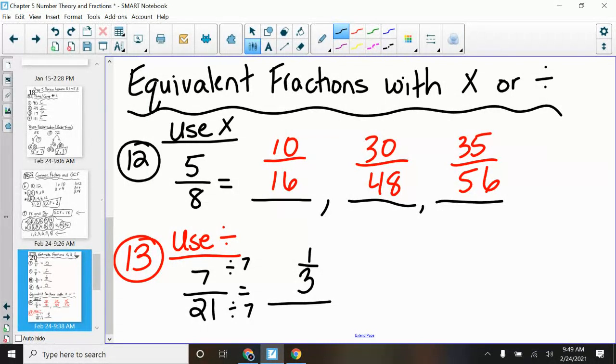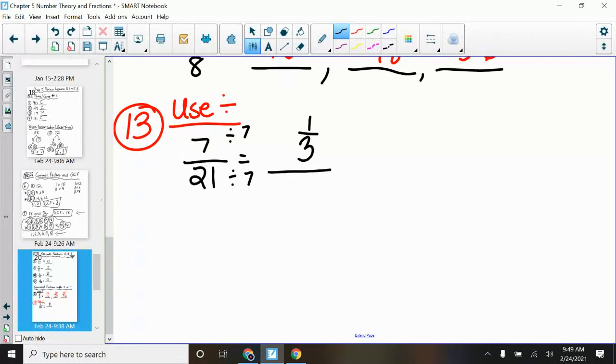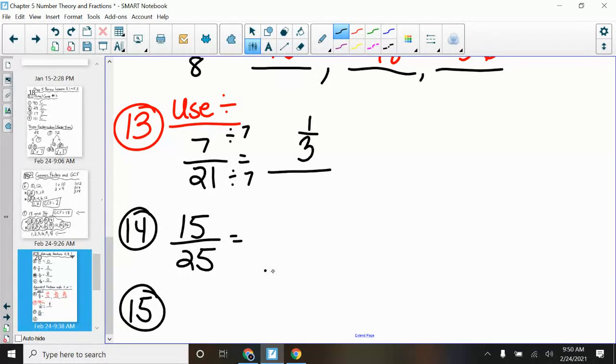I'm going to give you all 2 more to practice and then we will call it a day, okay? This one that I'm going to give you is going to be 15 over 25, okay? And then the last one, division, yes sir. And then the last one is going to be 12 over 46.